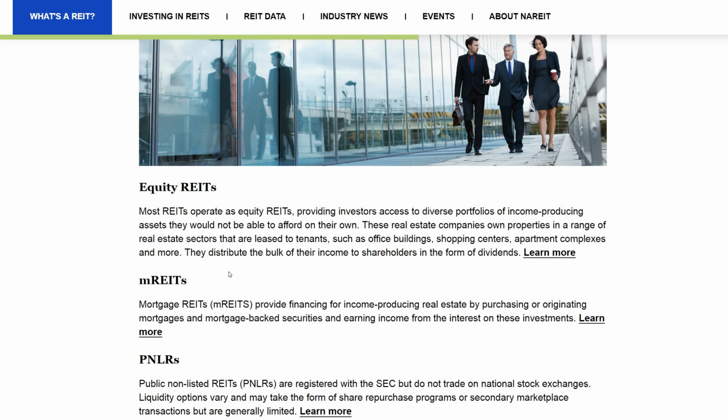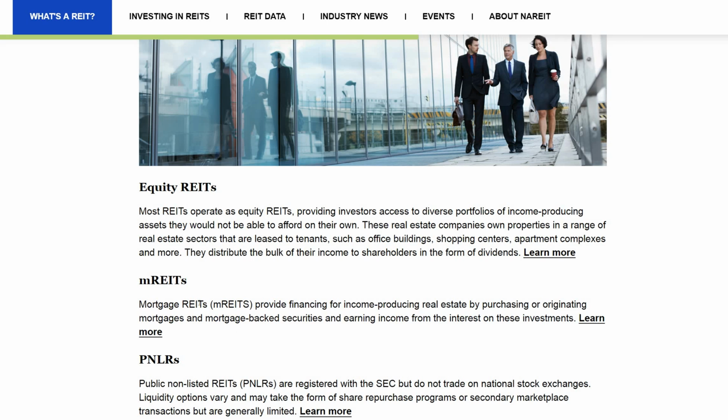Now, these are important because they're handled a little bit differently, quite differently actually. So with equity REITs, these are your office buildings, your shopping centers, your apartments, those things that you can typically see with your own eyes as you're driving down the road, and you see a storage unit off to the side. That's going to be your equity REIT.